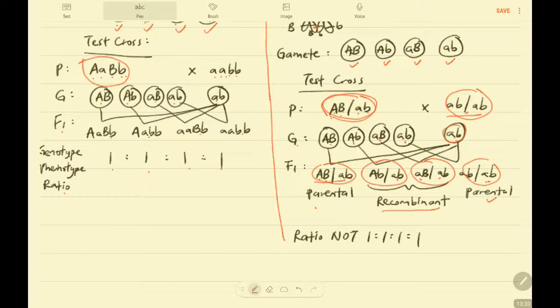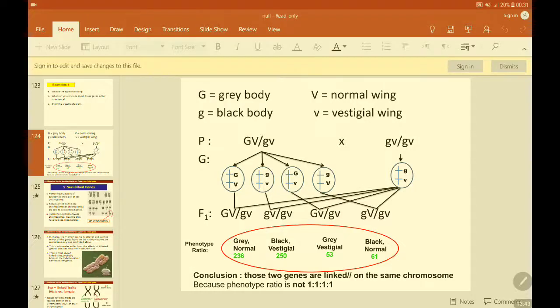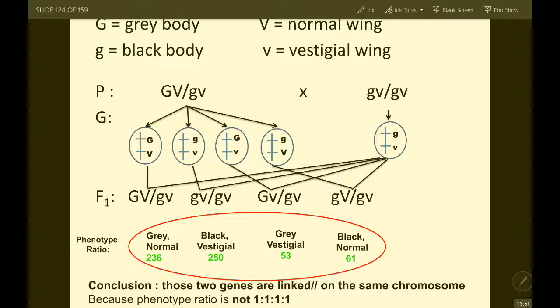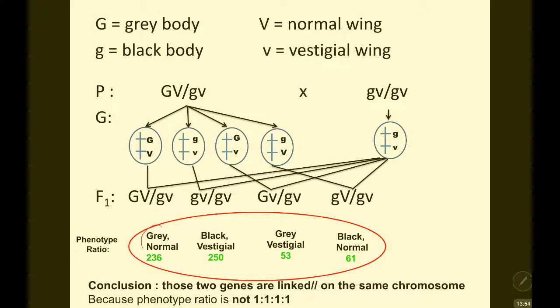So the ratio from the test cross is not 1:1:1:1. So what should be the ratio for the test cross here? You can refer back to here. We write it like this: how many of them are gray normal, how many black vestigial, gray vestigial, and black normal? Use the values given here: 236, 250, 53, and also 61.